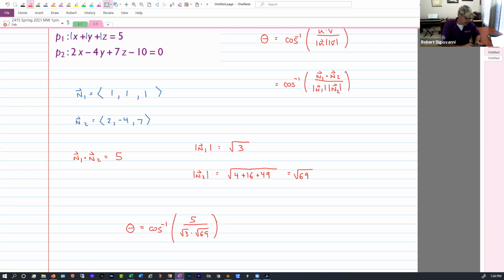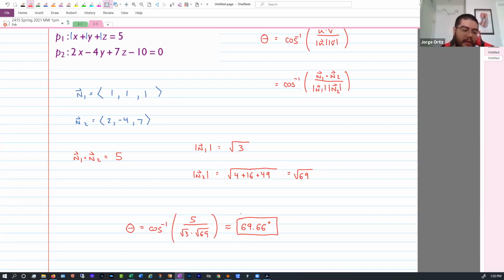Anybody want to share what they got? I got for degree mode 69.66. 69.66 degrees. So I'm going to put a degree symbol there. Did anybody happen to do it in radian mode? If you switch to radian mode and give me an answer. I got 1.22. Something like that, 1.215 or approximately.